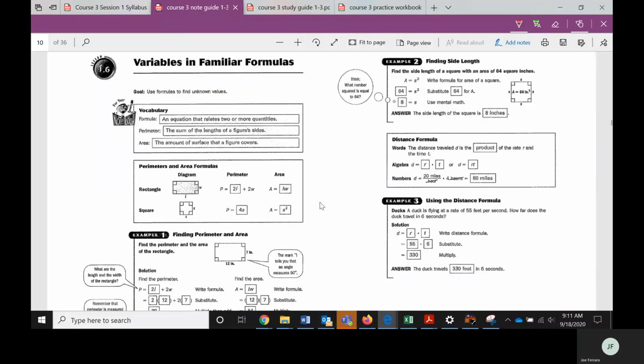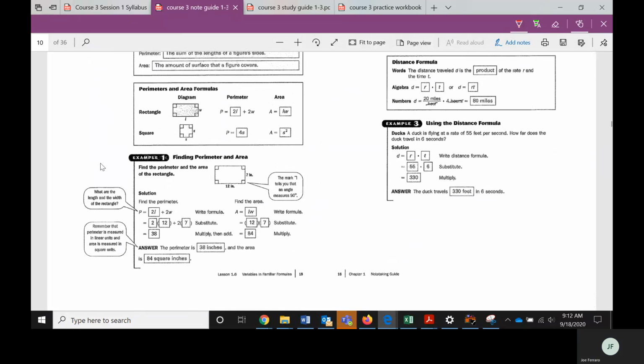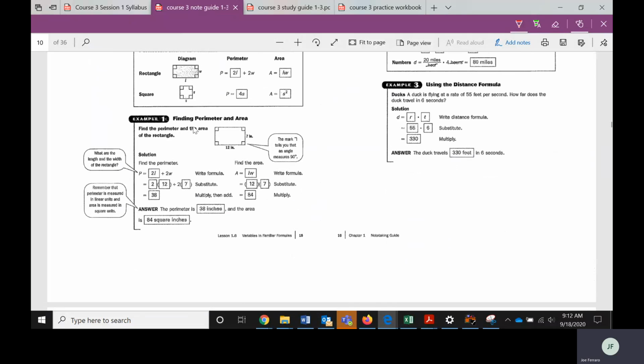A formula, they call it an equation that relates two or more quantities, but generally what we think of as a formula is something you can plug numbers into to get what you're looking for. So it's kind of a set equation that you can use for any problem that fits the situation you're talking about. So if we look at example 1, finding perimeter and area.